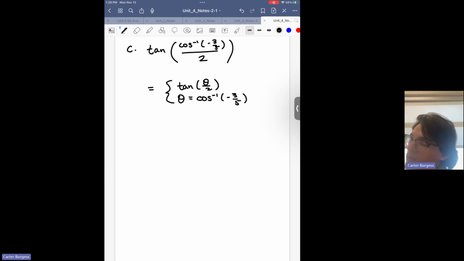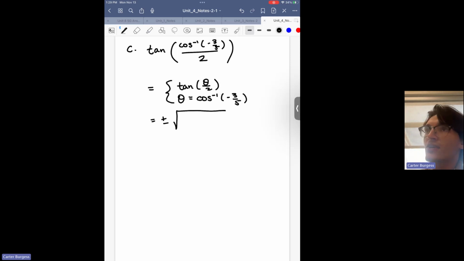It's just a little bit awkward to keep this cosine inverse of negative 3/5 in our equation, so I just kind of separate it out. It gives me 2 easier problems to work with. Tangent of theta over 2. You are free to use any of the options for the half angle for tangent. The one that I default to is the one that's most cleanly sine over cosine. This is 1 minus cosine of theta over 1 plus cosine of theta.